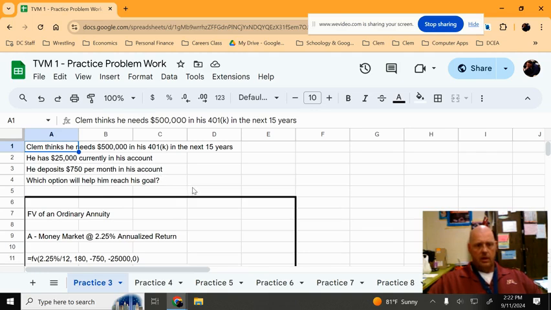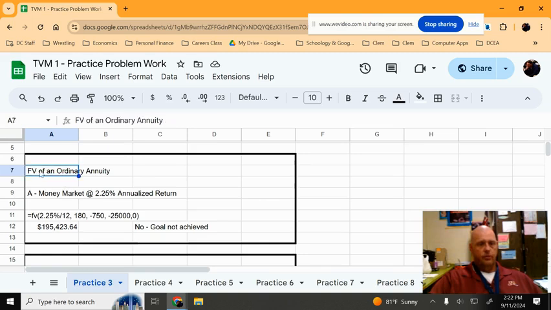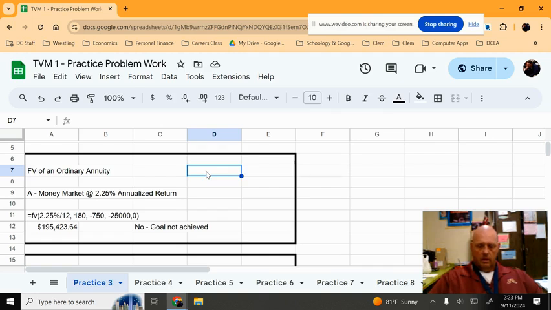Here is our start. $25,000 to begin, $750 a month. So we're looking at the future value of an ordinary annuity. Future value equals 2.25% divided by 12, because we're doing this on a monthly basis. 15 years at 12 months in a year, we're doing this 180 times.